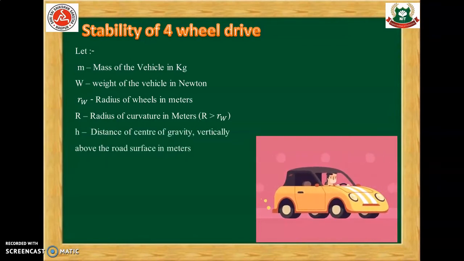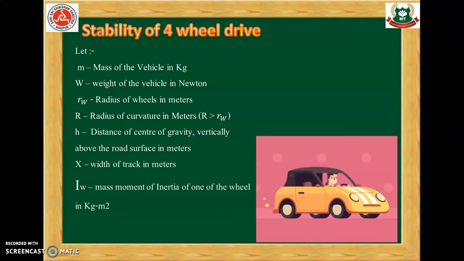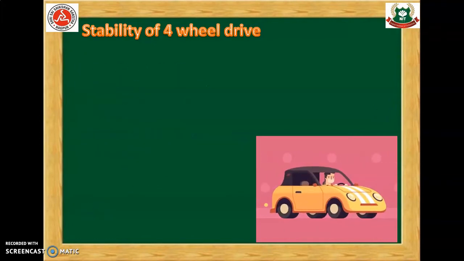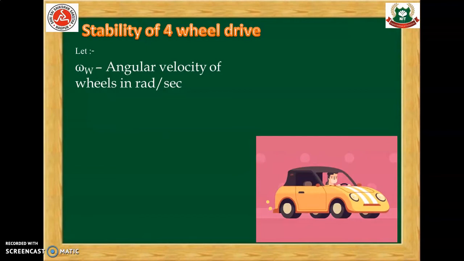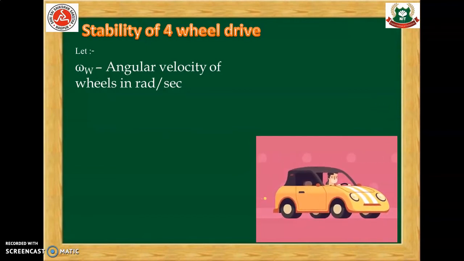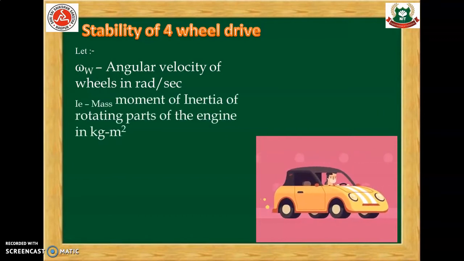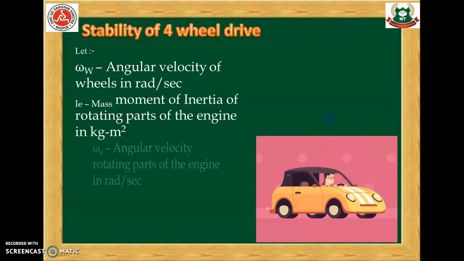h is the distance of center of gravity vertically above the road surface in meters. x is the width of track in meters. Iw is the mass moment of inertia of one of the wheels in kg meter square. Omega w is the angular velocity of wheel in radians per second. Ie is the mass moment of inertia of the rotating parts of the engine in kg meter square.